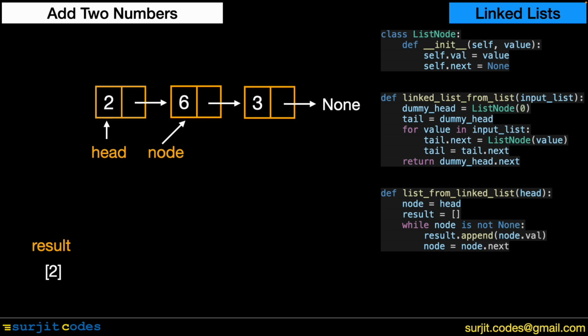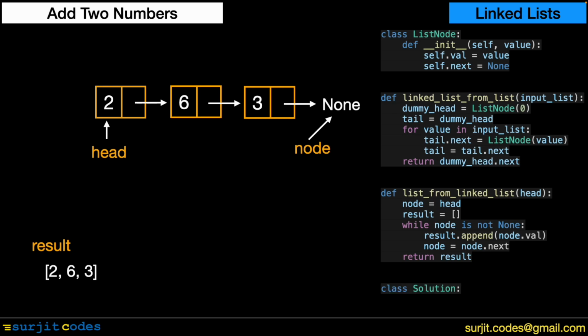In the next iteration, 6 is appended to result and we point node to next node. And in the third iteration, 3 is appended and we point node to next, which is none. Therefore, the loop terminates, the process is complete, and result is returned as the output list. It is helpful to keep this part of code handy before starting to write the solution class for any linked list problem.